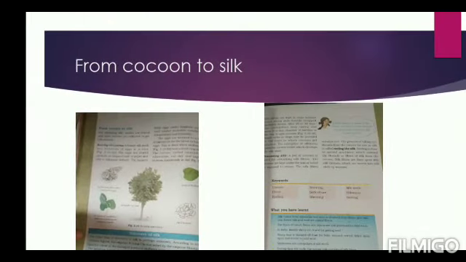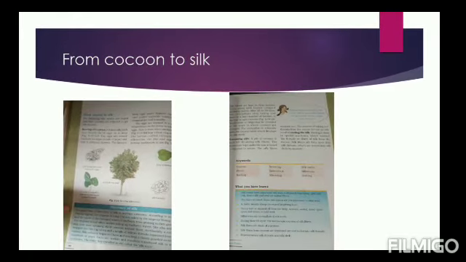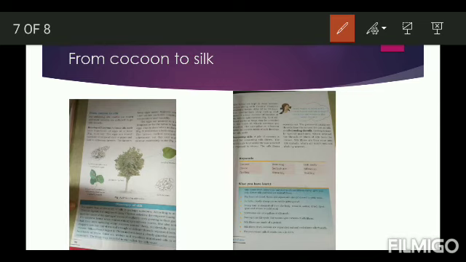Keywords are cocoon, fleece, reeling, scouring, sericulture, shearing, silkworm, sorting. These are the keywords in the yellow box.